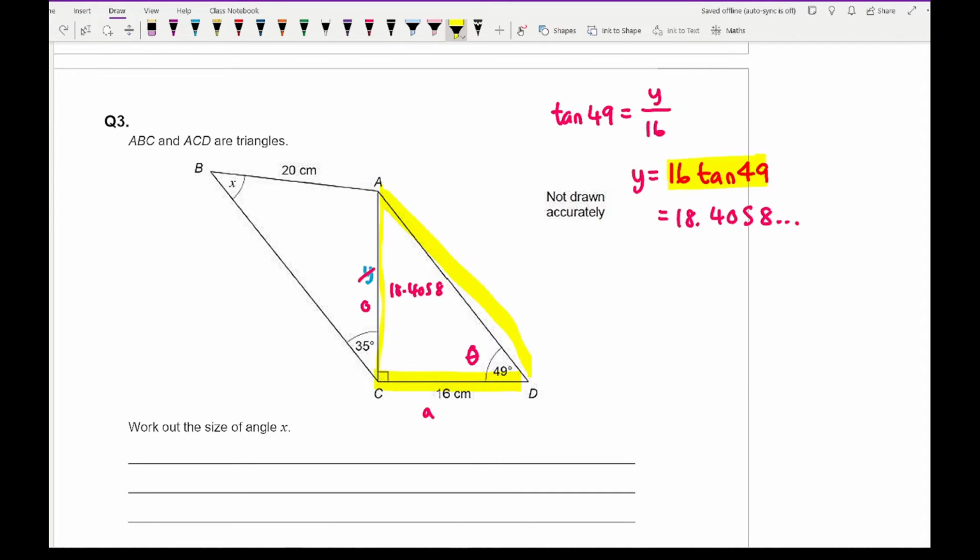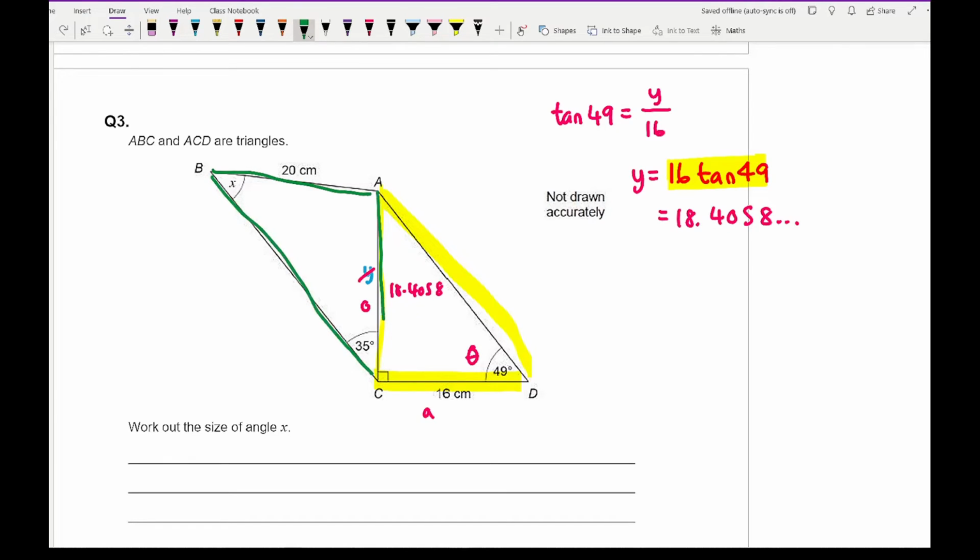I would say as long as you go a few extra decimal places from what you want in your final answer. So if you want to give your answer to one decimal place, then showing up to three decimal places in your working out should be fine and not affect your answer. So from this, what we can then do is work with the triangle ABC now.